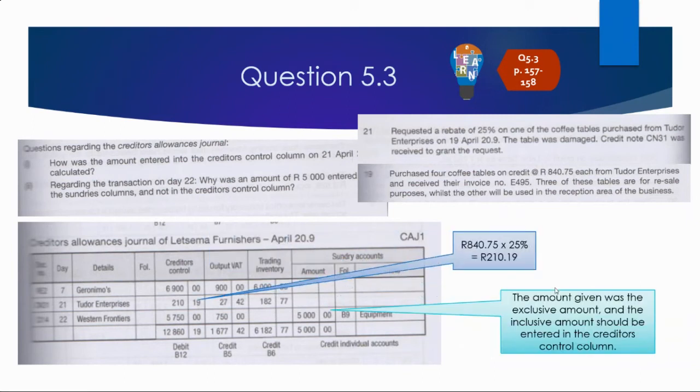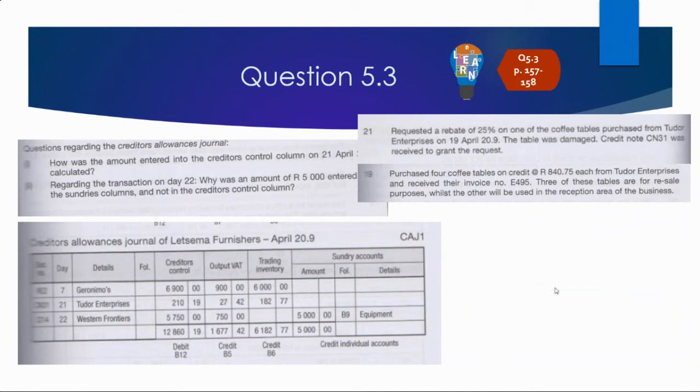Okay, so now I'm actually giving you the next answer. You could have divided by 4, or 4 is 25%, which is exactly the same. So yes, we take that 840 Rand and divide it by 4 to get to the 210, because we only returned 1 table as opposed to the 4. But they also told you it's a rebate of 25% on one of the coffee tables. So you can either use the 25% or you can divide it by 4 to get to the same amount.